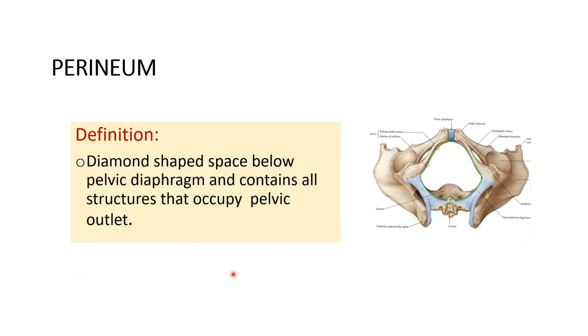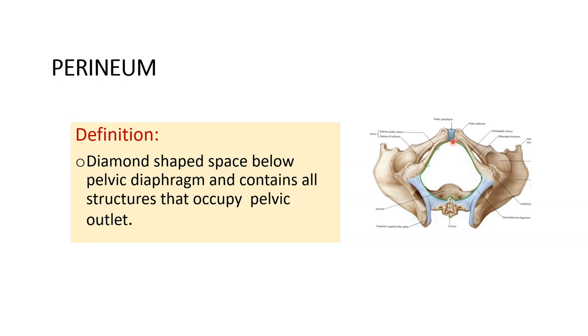Coming to the definition of perineum, it is a diamond shaped space below the pelvic diaphragm and contains all the structures that occupy the pelvic outlet. In this picture, we can understand the boundaries of the perineum, and it is a diamond shaped space situated below the pelvic diaphragm.